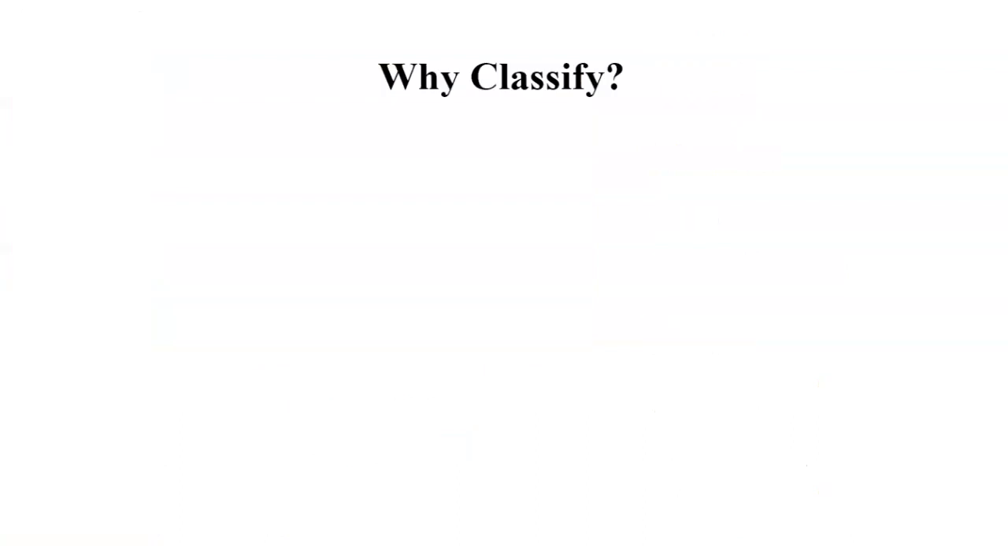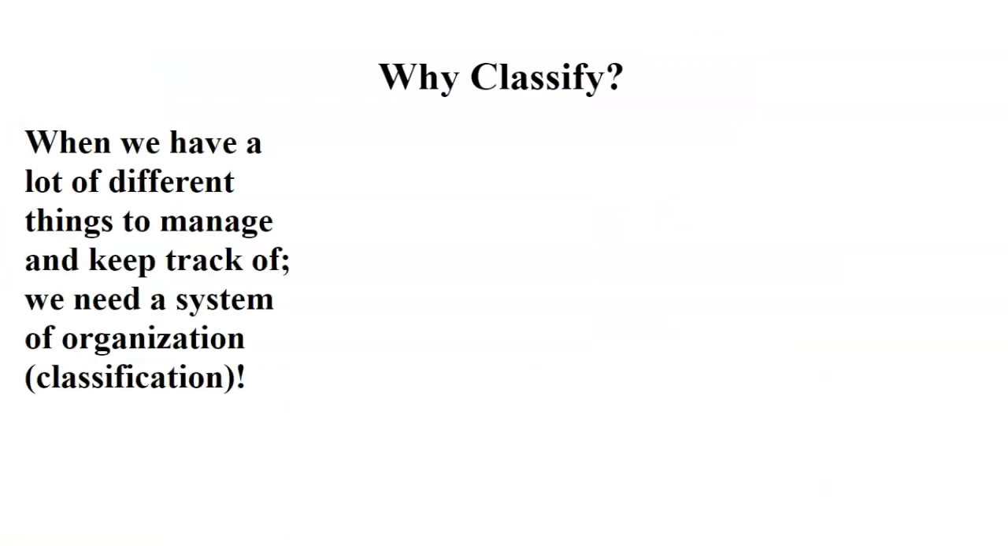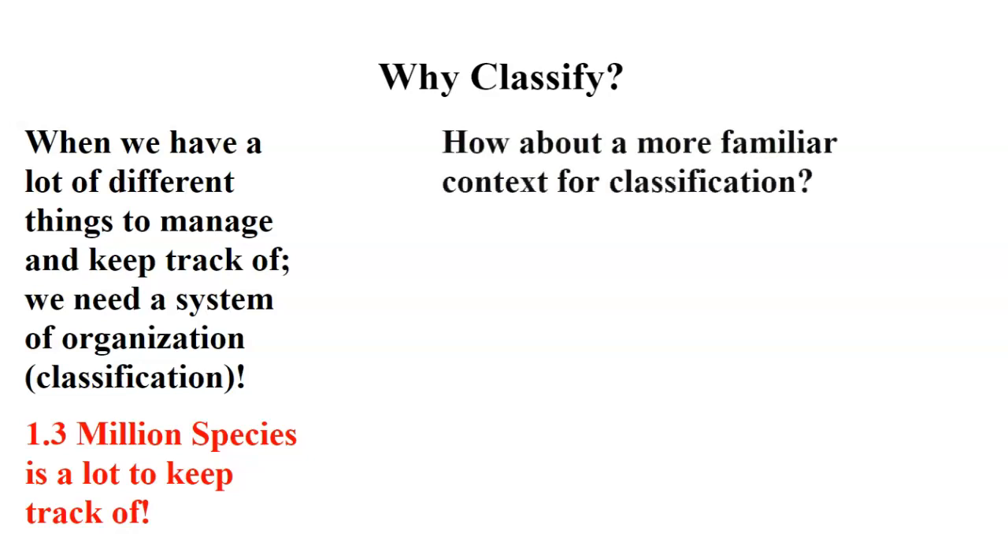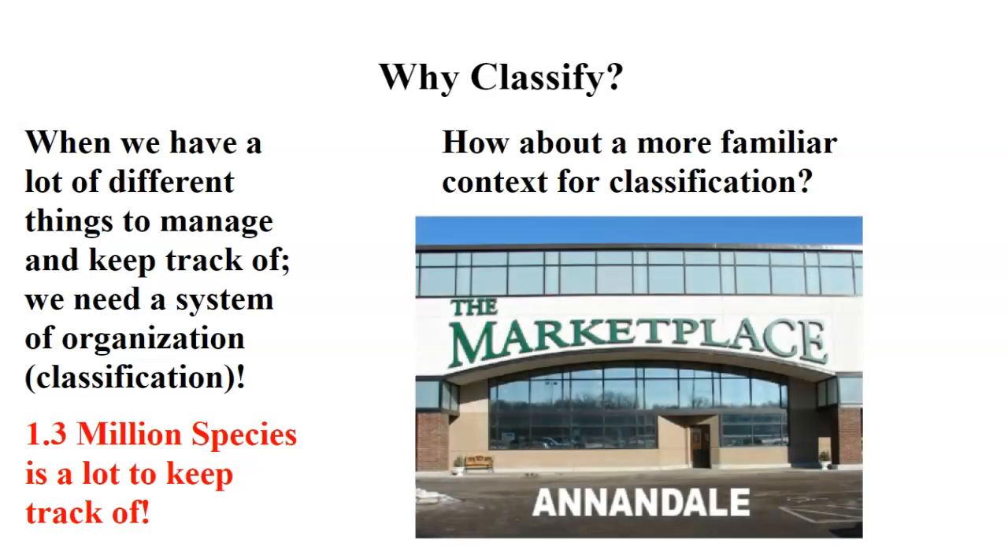So why classify? Why is that important? Well, when you got a lot of different things to manage and keep track of, a system of organization is kind of important. We have 1.3 million species that have been named, and so we need a system to kind of keep track of all of those named species. So if we think of that concept in a different context, maybe it'll make some sense. So let's just say you went to the marketplace in Annandale.